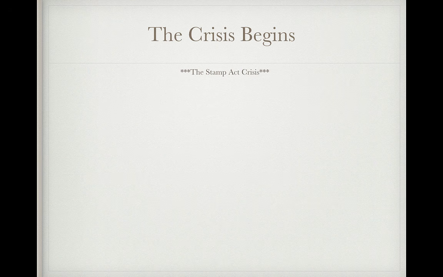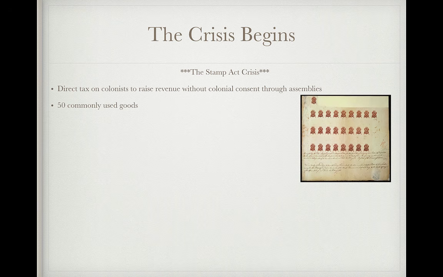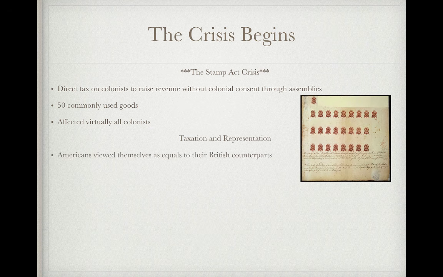All right, Stamp Act. You see it starred. Wicked important. Stamp Act. This was a direct tax on the colonists to raise revenue. This was not approved by the colonial assemblies, so this is an example of taxation without representation. It was a tax on 50 commonly used goods, paper goods like cards, newspapers, marriage licenses, you name it. If it's made out of paper, chances are it was taxed. And this affected virtually all colonists. This was the first tax that no matter where you were living as a colonist, you would be affected by this. So Americans began to view themselves as equals to their British counterparts, and the British government's like, no, bro, Parliament is supreme, you guys ain't equal, sorry.